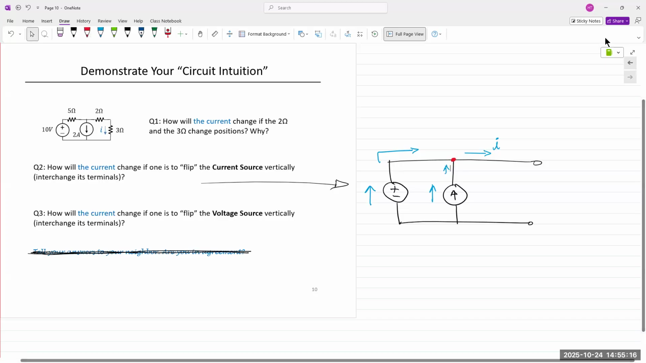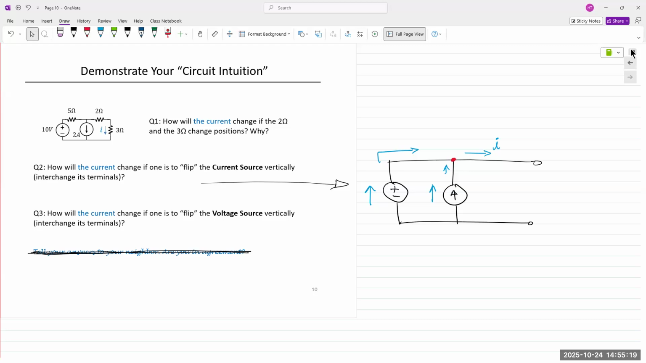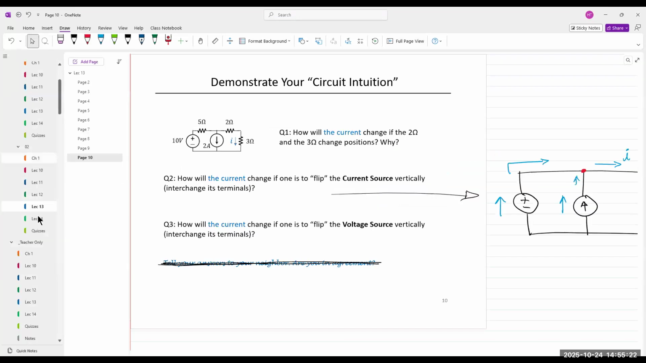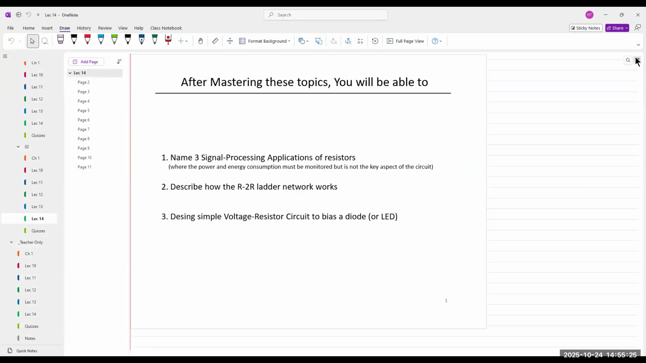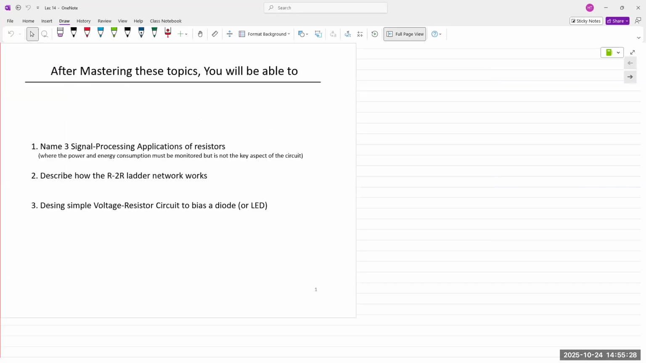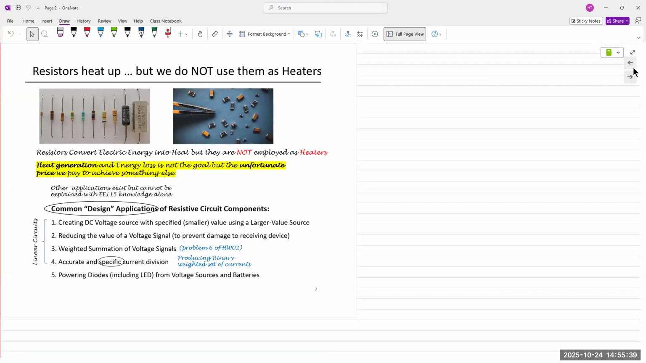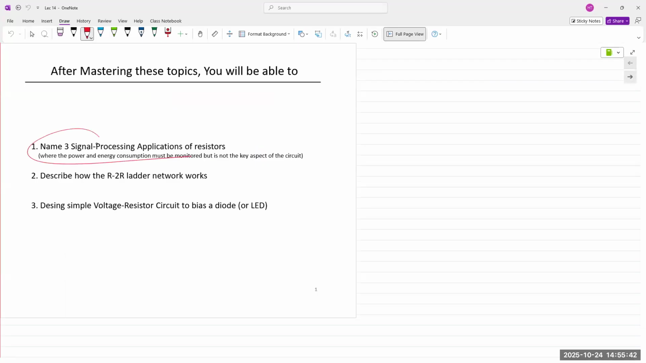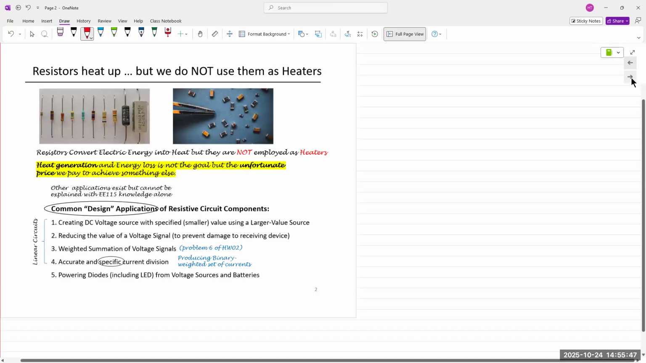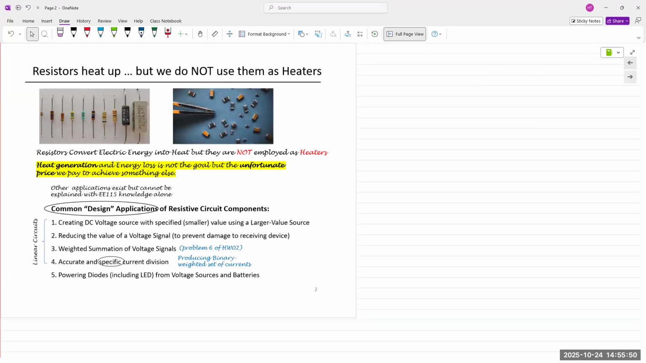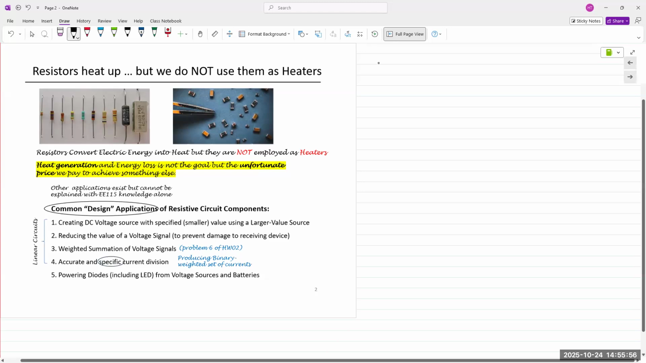All right, 5 minutes left. Let's go to the next one, which is a little bit of signal processing of resistors. As I stated a few minutes ago, we're going to look at a few more applications of resistors, then biasing applications of resistors, and then a few other things. So let's talk about bias. What is bias?